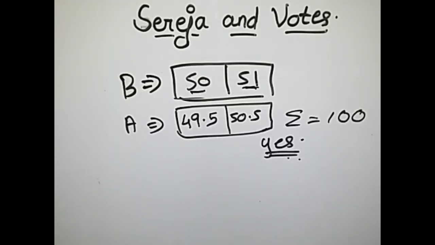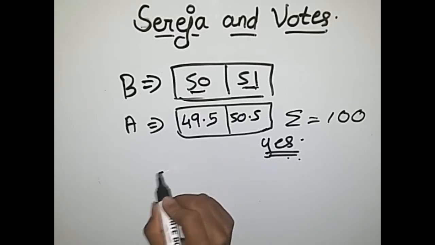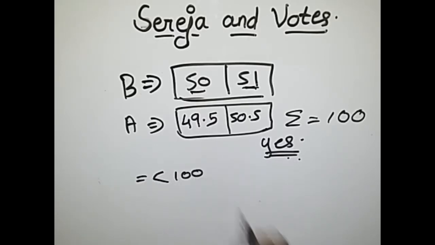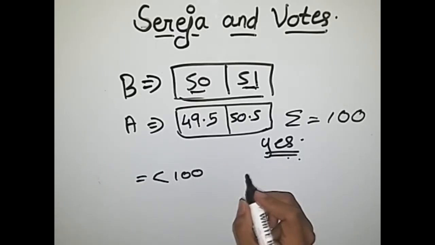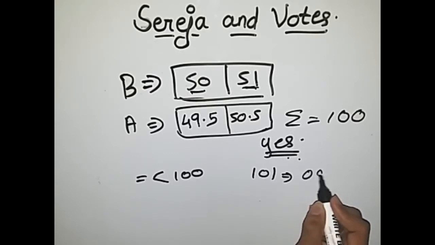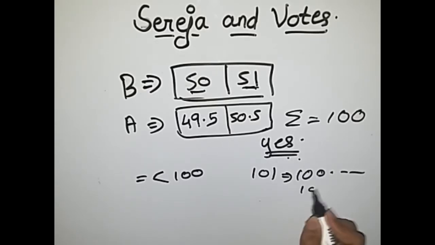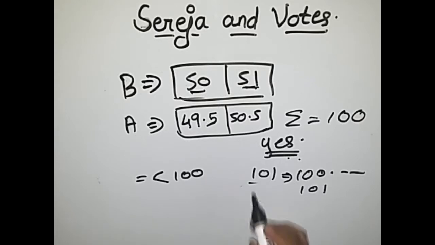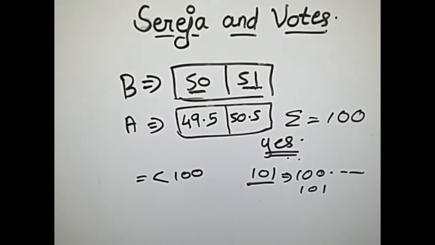So the summation becomes 100, and that's why we find an answer and print yes. The first case that we need to handle is that the elements in array B should be less than or equal to 100. Why? Because if our element is 101, it can be rounded off from 100 point something or 101. So our elements in array B should always be less than or equal to 100. If it's greater than 100, then directly print no, don't even check for it. So this was our first case.